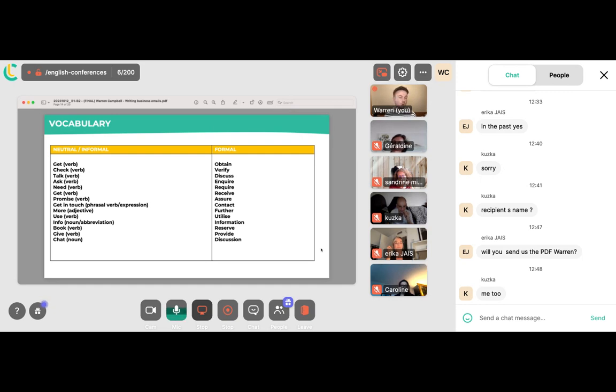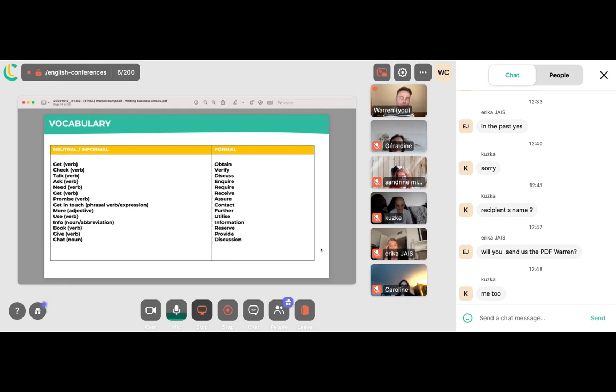Instead of saying get, obtain. Check, verify. Talk, you could say discuss. Ask, inquire. Just for the record, inquire can also be spelled with the letter I, not just the letter E. Okay, you can use both here. Need, require. Get, again, could be receive. Promise, assure. Get in touch, I think we've all heard this one before as well. A more formal way to say this is, of course, contact.